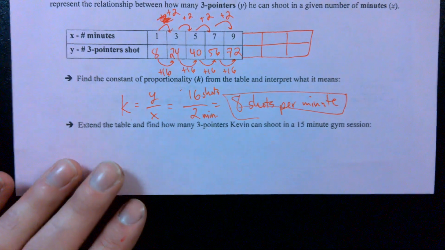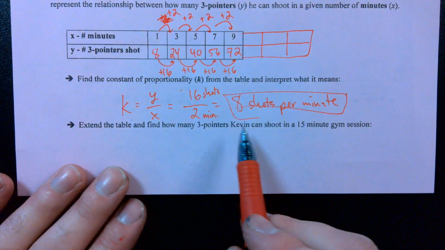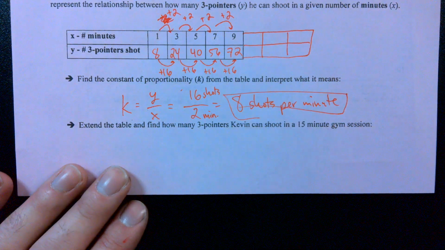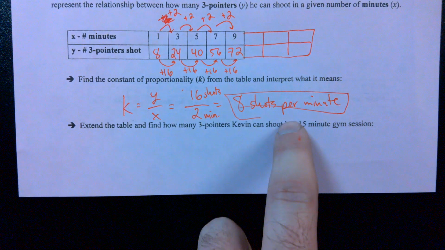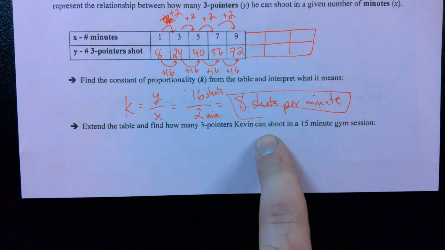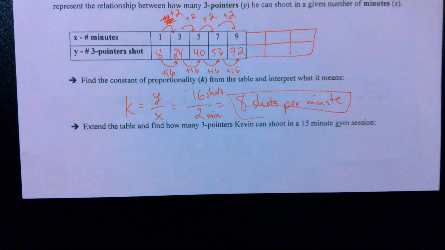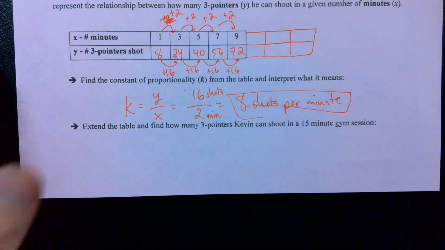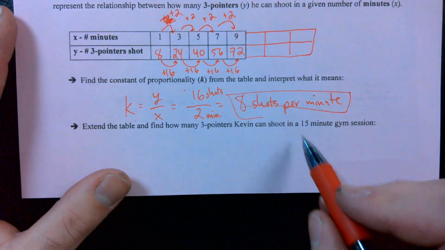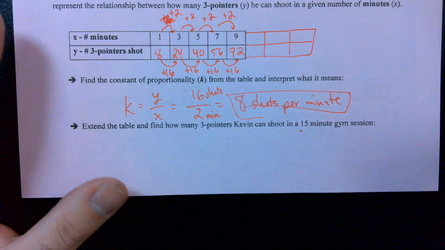Okay? And we want to know how many 3-pointers he can shoot in 15 minutes. 120. Tariq, how'd you get 120? 45 times 8. Okay, good. 45 times 8? 15 times 8. 15 times 8. Yeah, good.